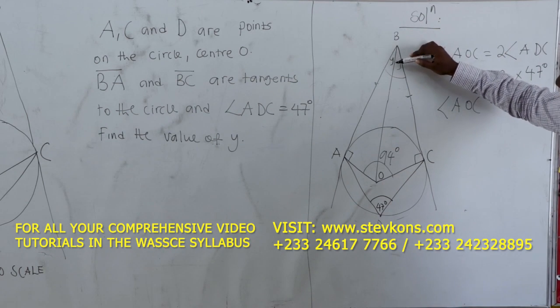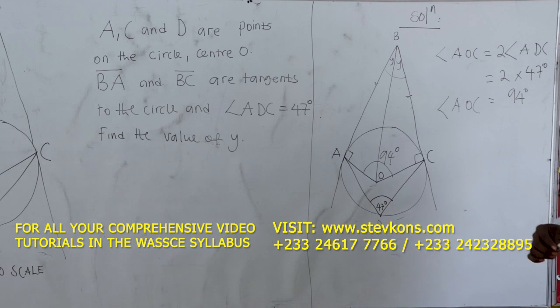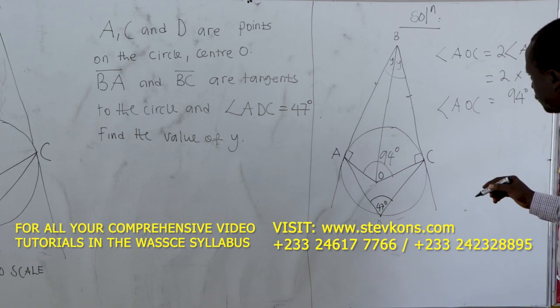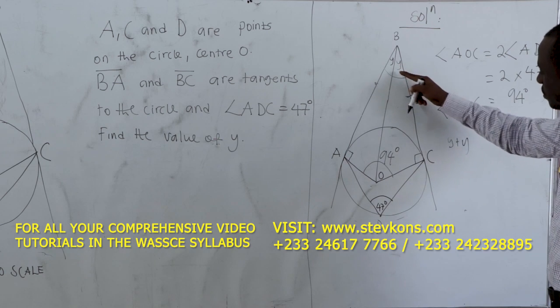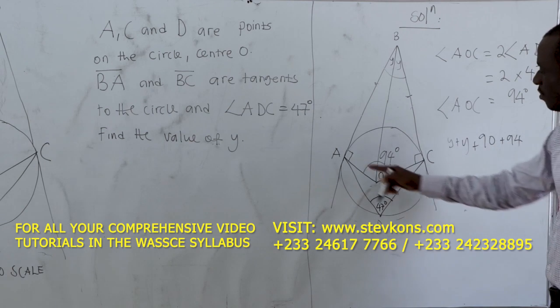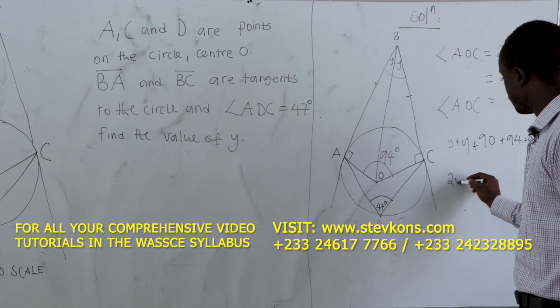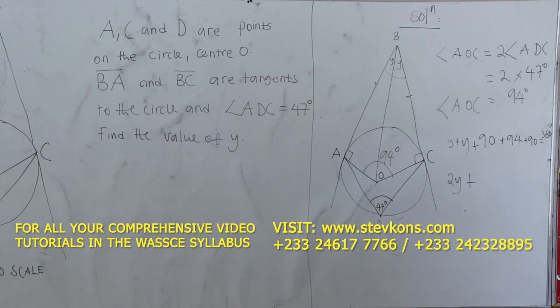So we can see that here we have a four-sided figure, which is a quadrilateral, that is B, C, O, A. Hence, y plus y, plus the angle here, 90, plus the angle here, 94, plus the angle over there, 90, is equal to 360 degrees. Now, y plus y is 2y, and 90 plus 90 plus 90 is 270, plus 4, so that's 274, equal to 360 degrees.